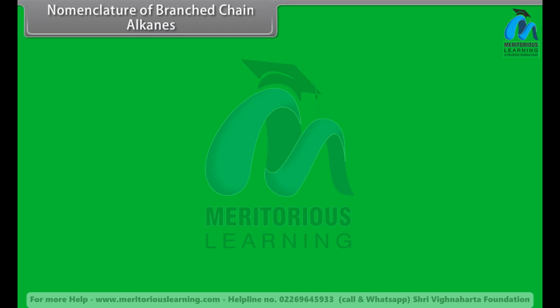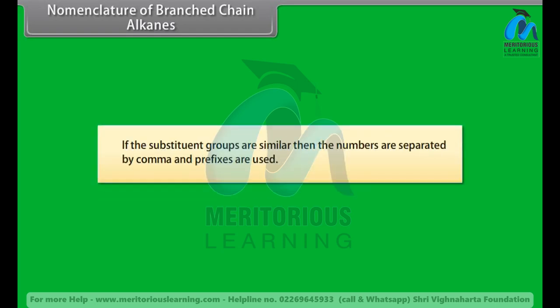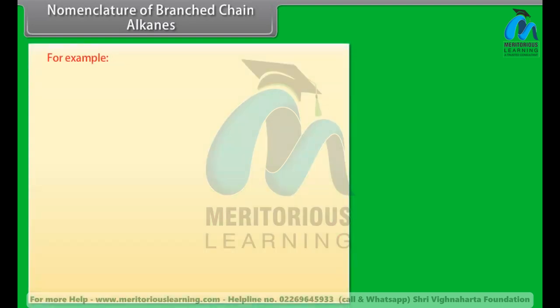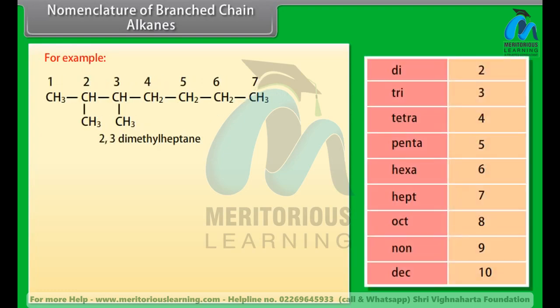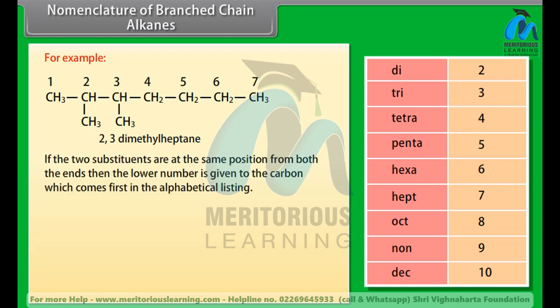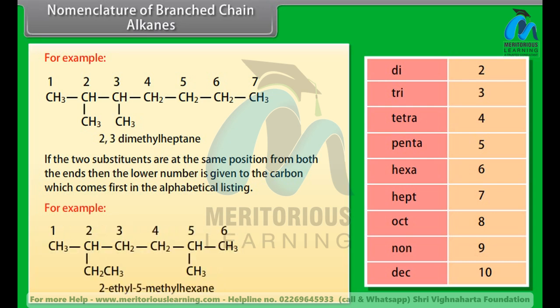Nomenclature of branched chain alkanes. If the substituent groups are similar, then the numbers are separated by commas and prefixes are used, as given below. If the two substituents are at the same position from both ends, then the lower number is given to the carbon which comes first in the alphabetical listing. For example, 2-ethyl 5-methyl hexane.